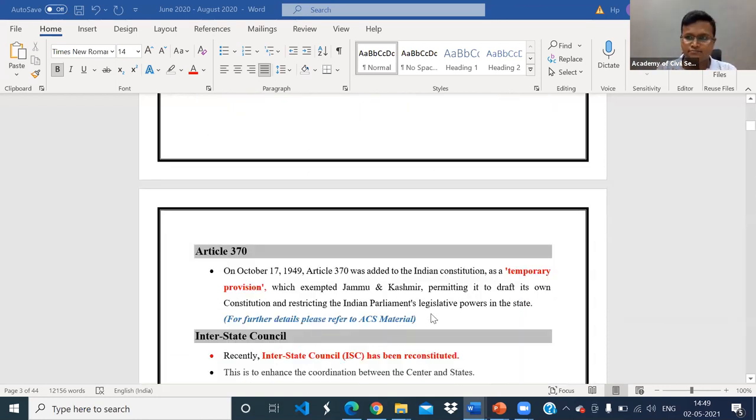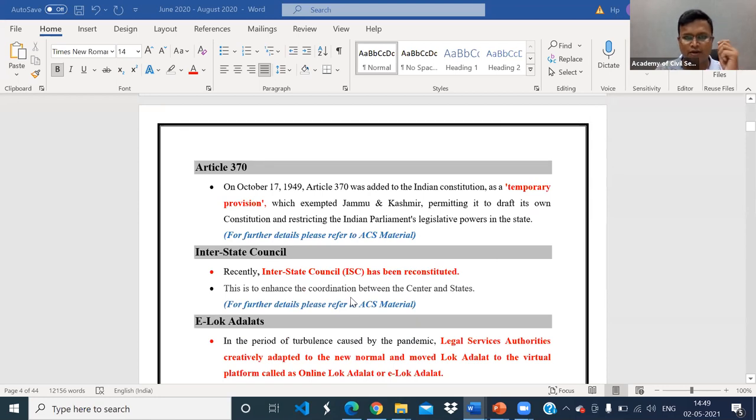Article 370, the scrapping of Article 370 and dividing Jammu and Kashmir into two union territories, we have discussed in the class in detail. It was a temporary provision in the Constitution of India, and that Article 370 has been removed by a declaration of the President of India. Interstate Council, and recently an Interstate Council has been reconstituted. That is why Interstate Council will also come as a question.